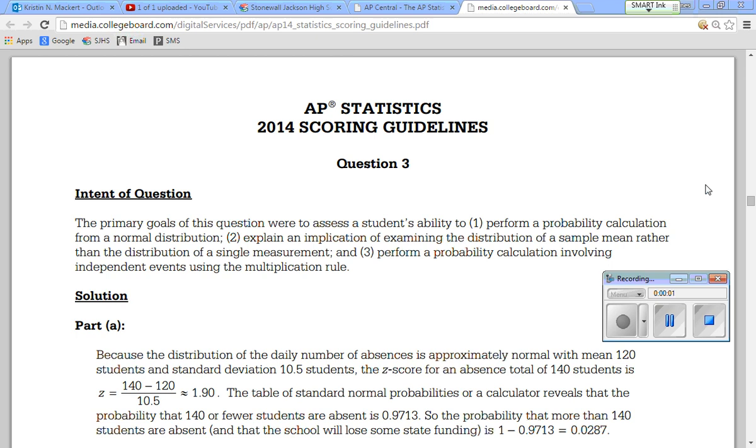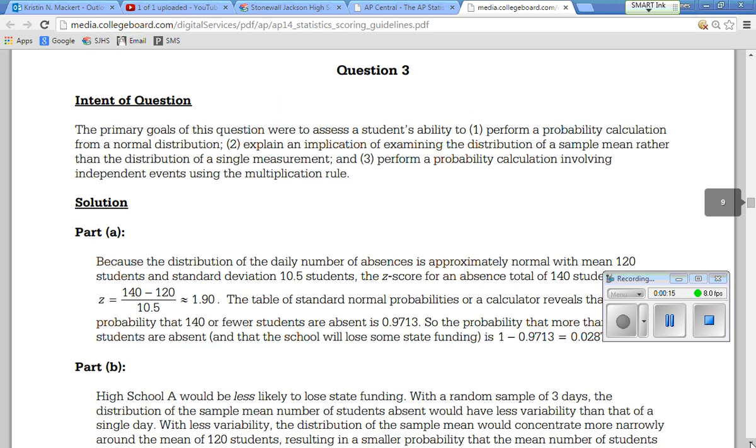So we're looking at question number 3 from last year's exam, and we're looking at the intent of this question, being able to look at a normal distribution, perform some calculations, and look at some probability calculations as well. So if we go ahead and look at question part A, we're told that it's approximately normal with the mean.